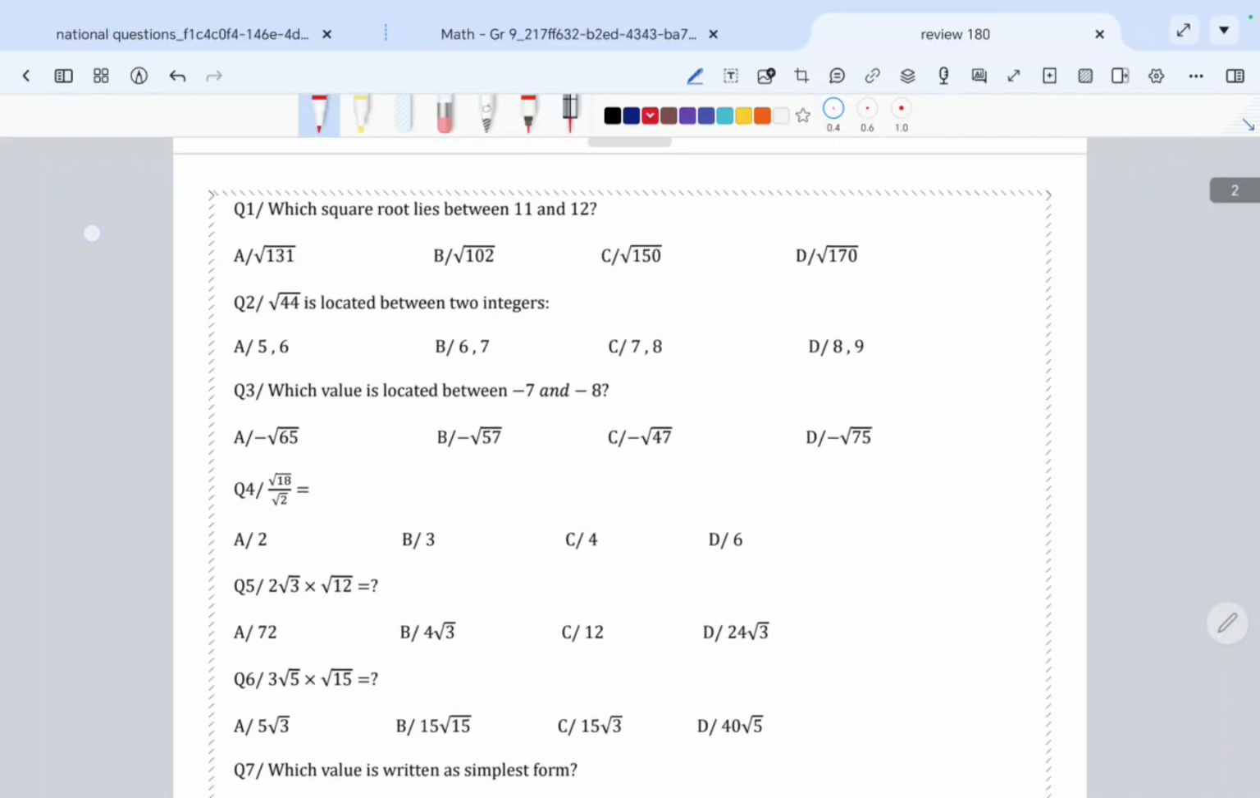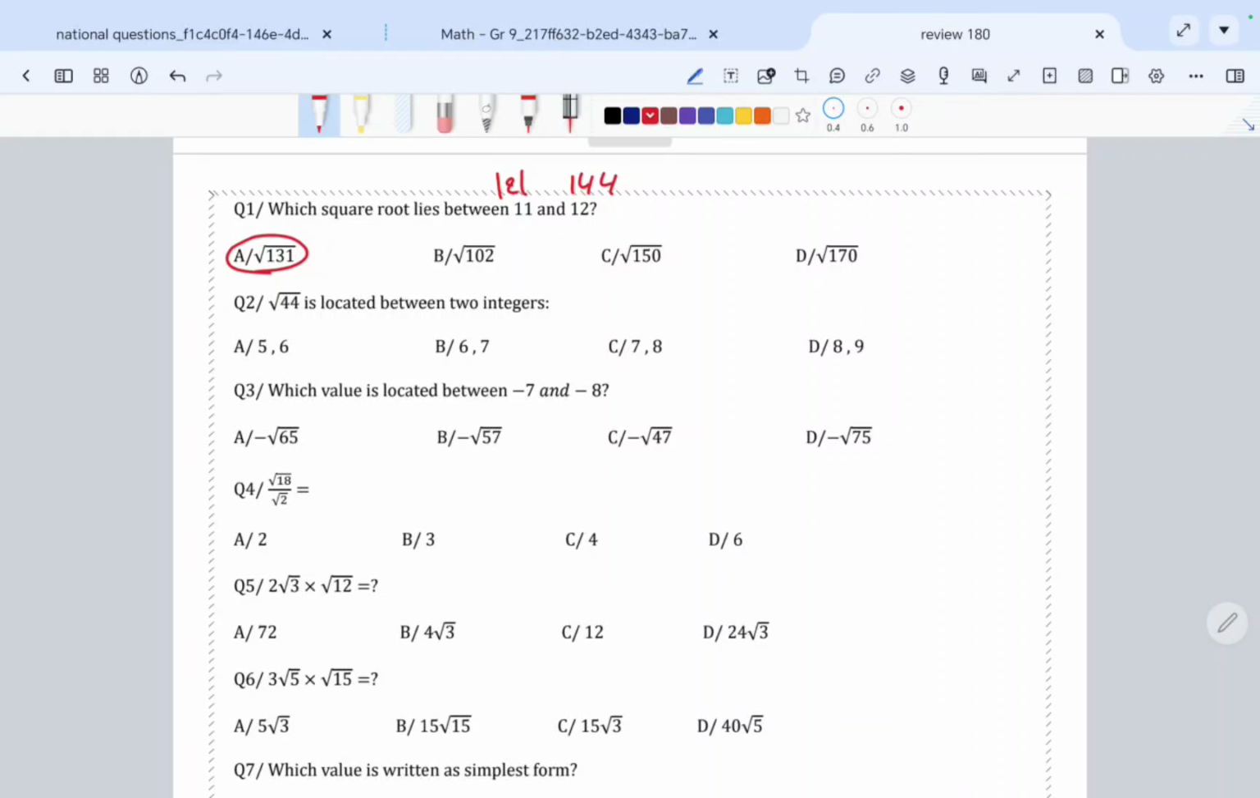Question 1. Which square root lies between 11 and 12? You know 11 times 11 is equal to 121, and 12 times 12 is 144. So which one of them is between 121 and 144? It is A, 131.